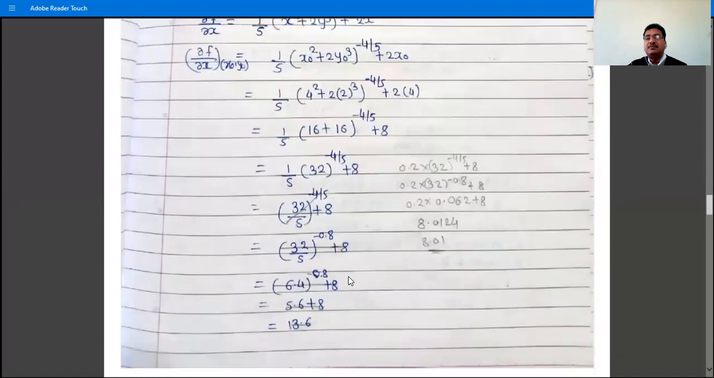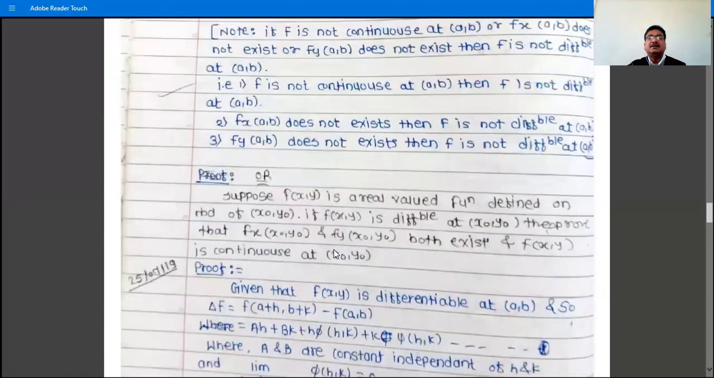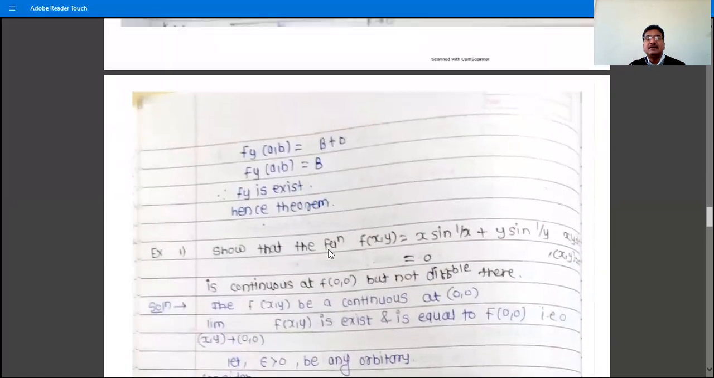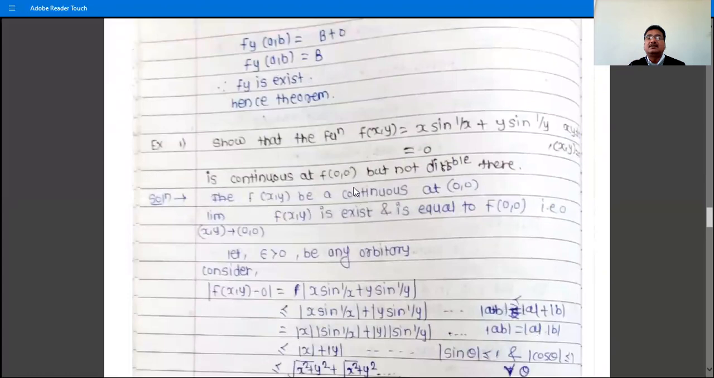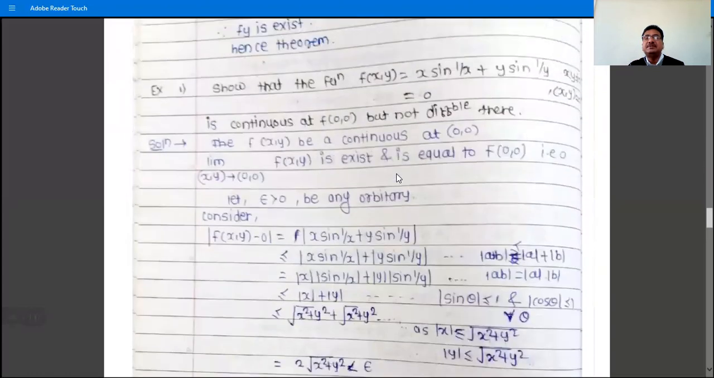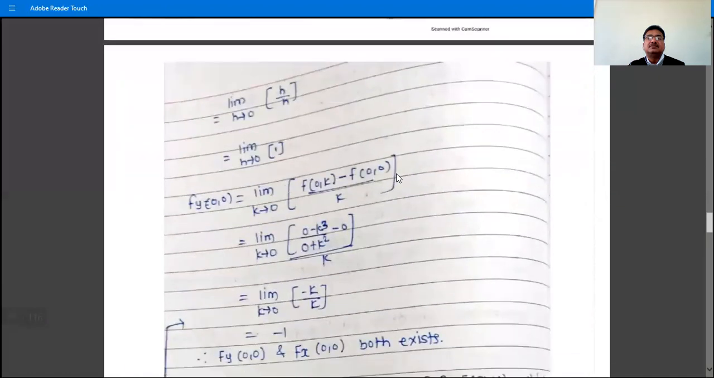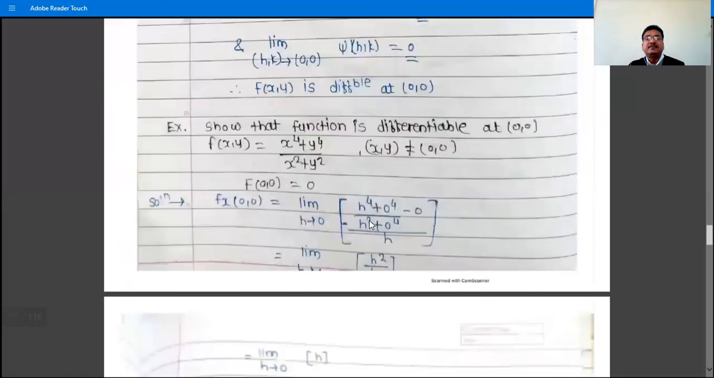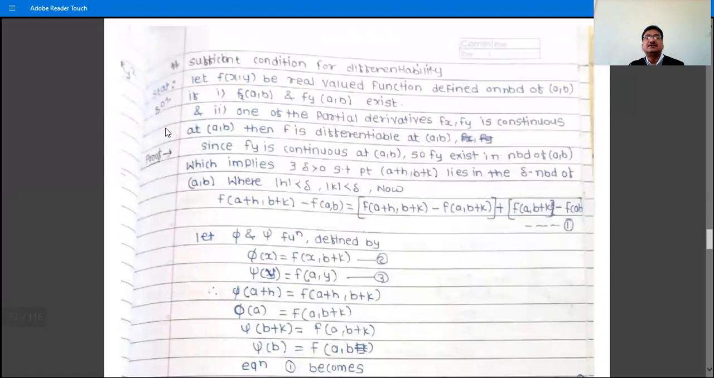Similarly, there is the sufficient condition of differentiability. There are also some problems where we have to show the function is continuous but not differentiable. The proof of the sufficient condition is not included in the new syllabus, so just remember the statement of the sufficient condition. Ignore the proof of the sufficient condition; only remember the statement of the theorem.